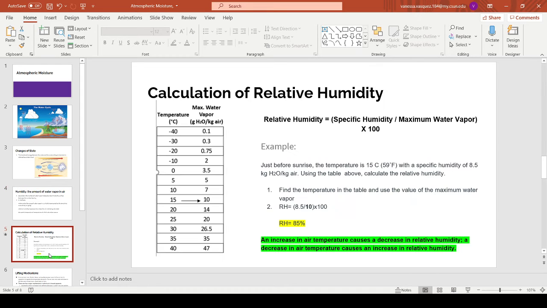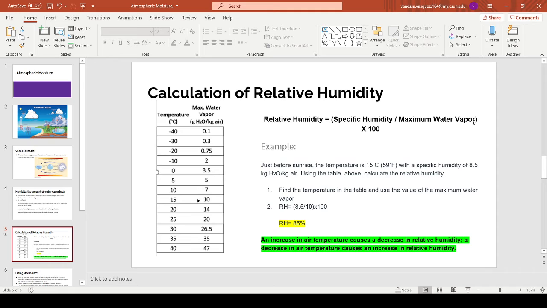So for our next slide, we'll be covering how to calculate relative humidity. For relative humidity, there are two main variables. The first one is specific humidity, which is based on the actual amount of water vapor in an air mass. The next one is maximum water vapor content, which is how much water an air mass can hold. And the amount of water vapor an air mass can hold is based on temperature.